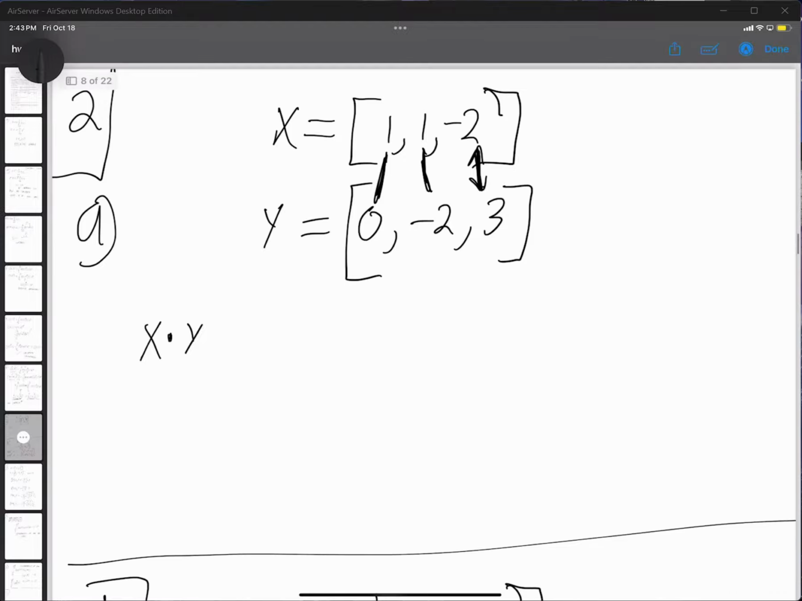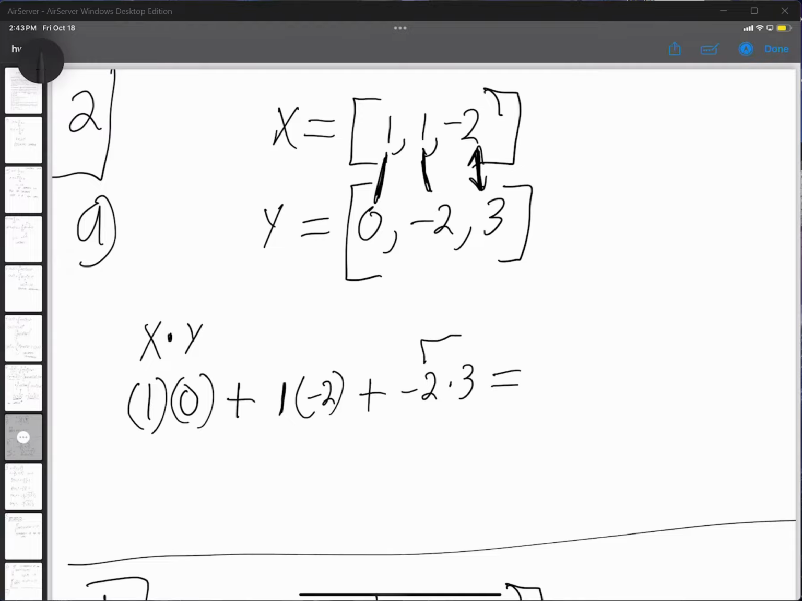So, I want to do a dot because we just did the dot product. Plus, plus. Dot product produces a scalar, and that's a good thing to know. Then -2 plus -2 times 3. The resultant of this is -6, -2, and the last one 0. So we'll get -8, or -6 plus -2, which is -8.